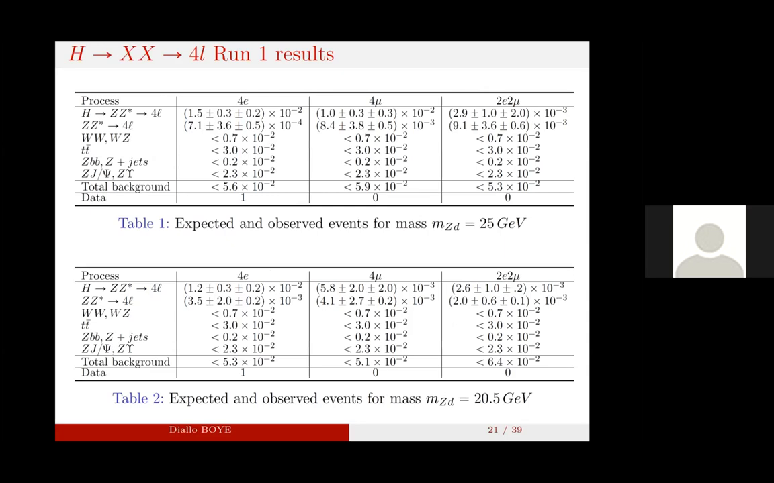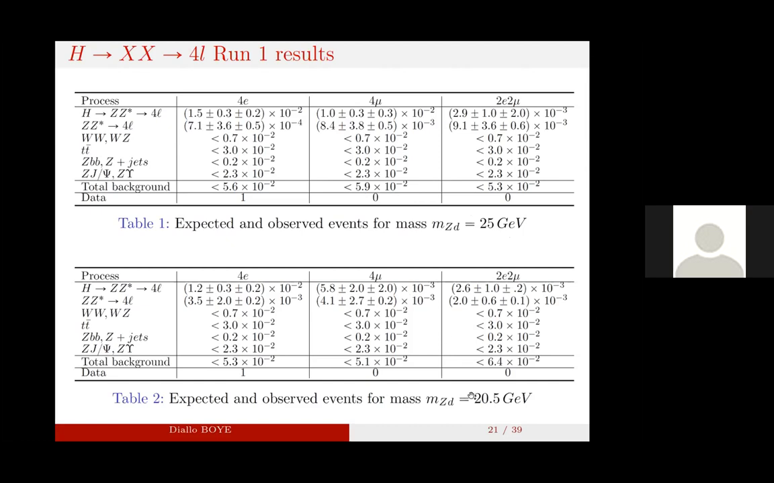So in the high mass, we did not have enough events to have distributions, so we just put them in tables. And here you can see that in the four electrons channel, where we expected almost zero background, we have one event. And for four muons and two electron two muons final states, we have zero events observed, which is in agreement with the expected background. And this corresponds to MZdark equals 25 GeV, because in run one, the signal region cuts are in function of the MZdark mass.